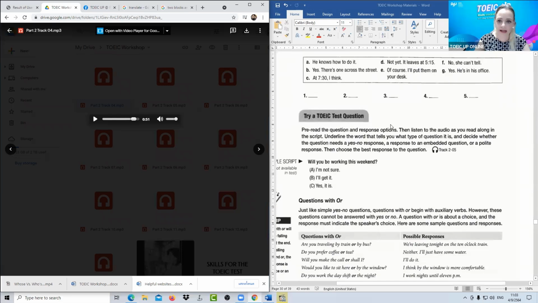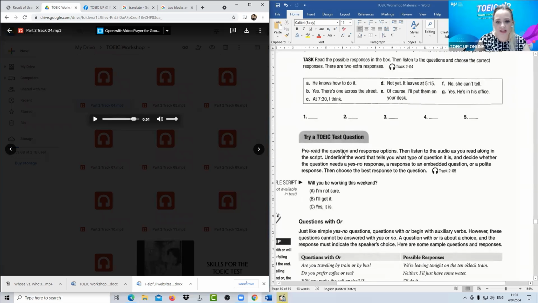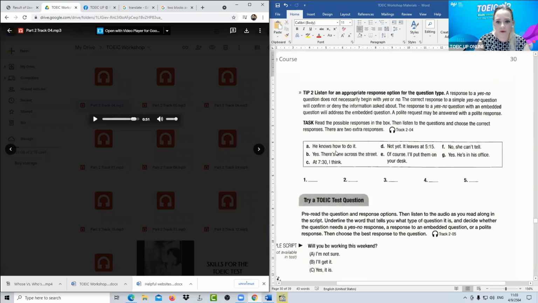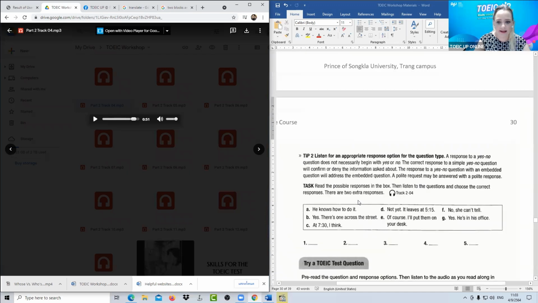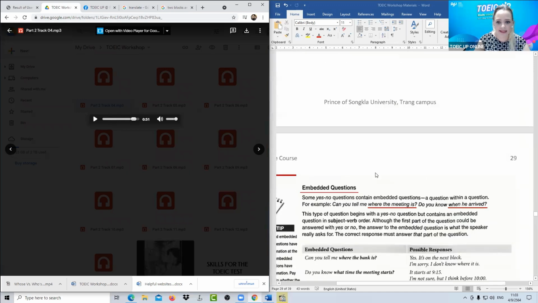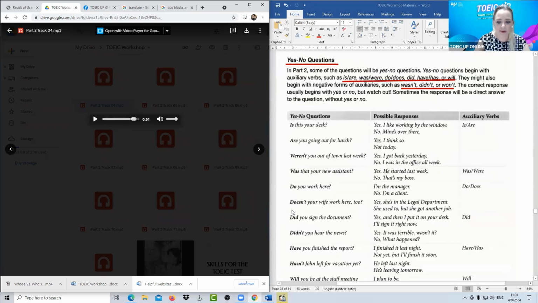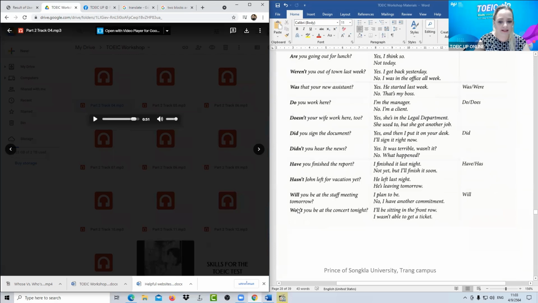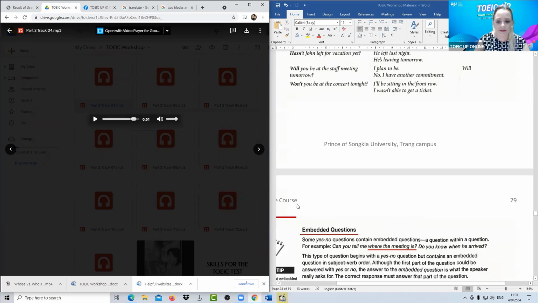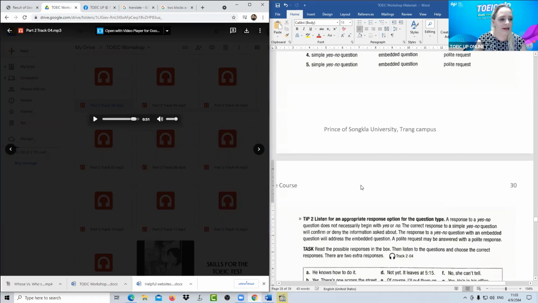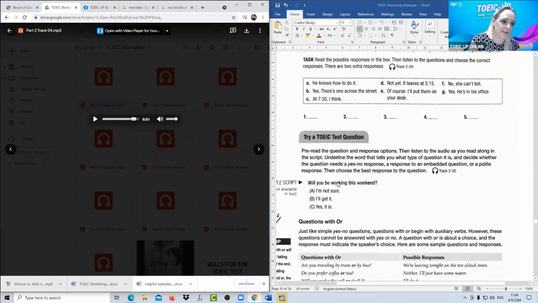Will you be working? Remember, if you're not sure, start looking for the examples in the tables. Here's the first one, simple. Will you be at the staff meeting tomorrow? Sounds very similar to, will you be working this weekend? So this is a simple yes, no question.